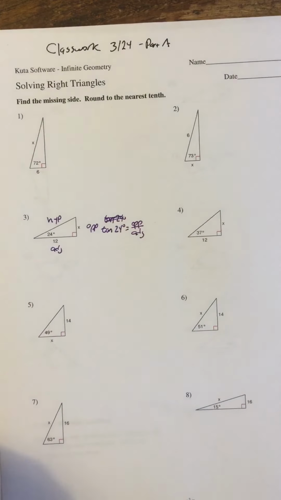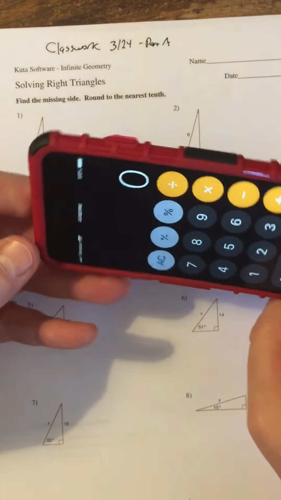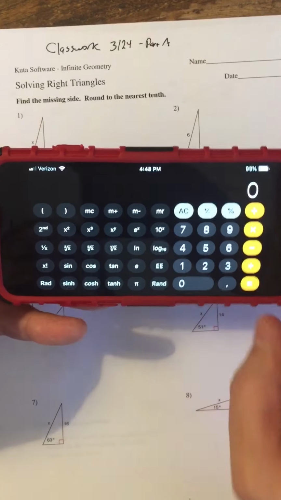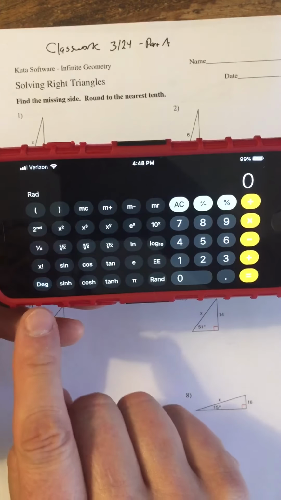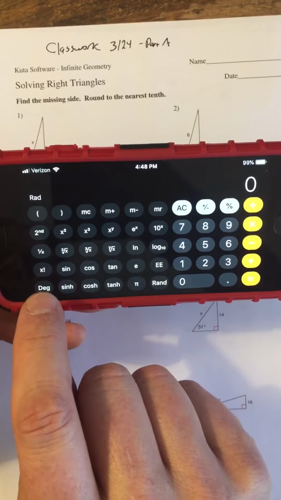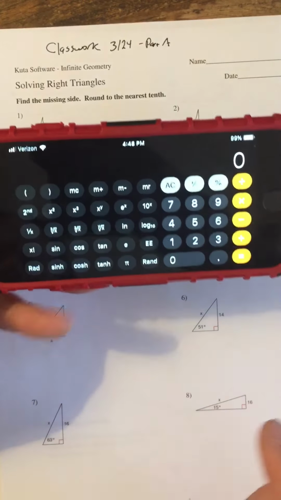Now I can use my calculator to get that tangent of 24 degrees. So remember, here's your calculator. Just turn it sideways, and it changes to the scientific calculator. You want to make sure it says deg up there and does not say rad up there. If it says rad, you're going to get wrong answers. Okay, so this is good.